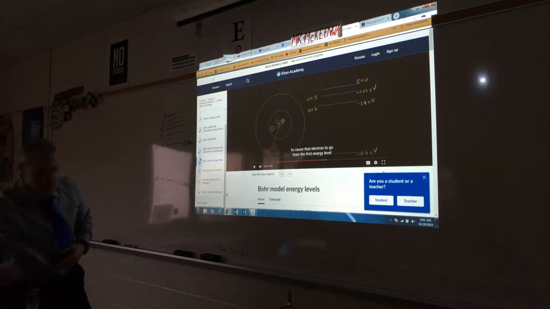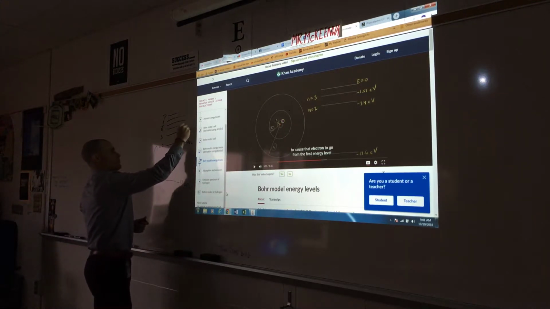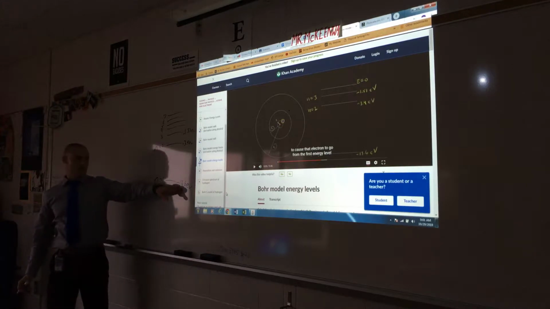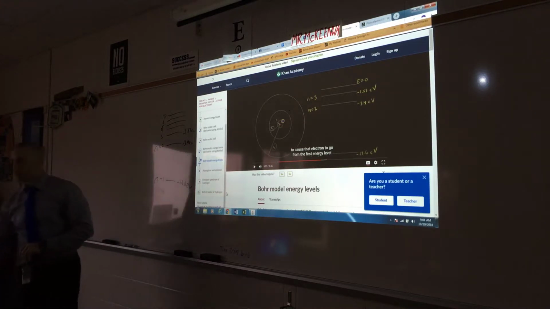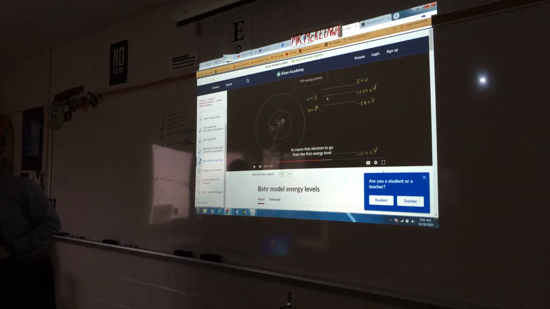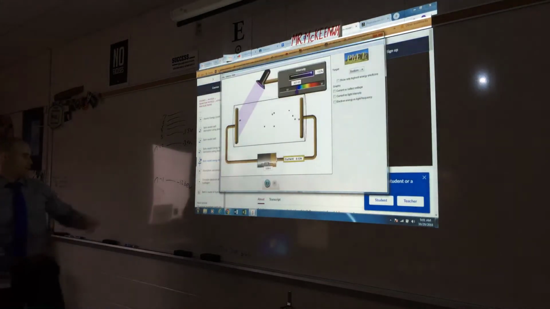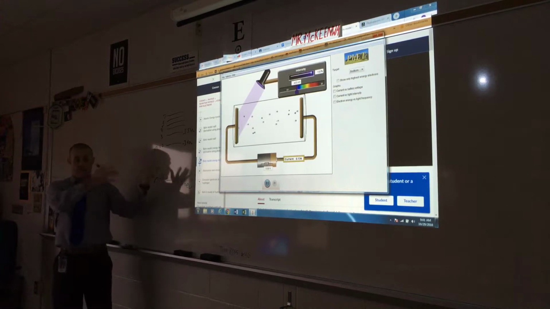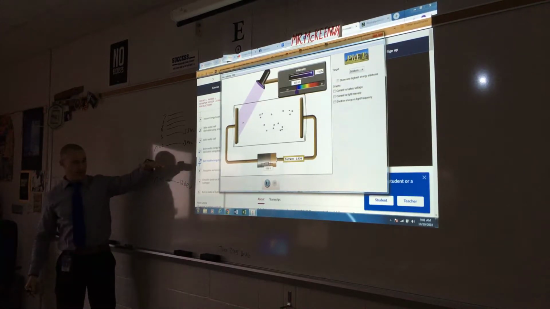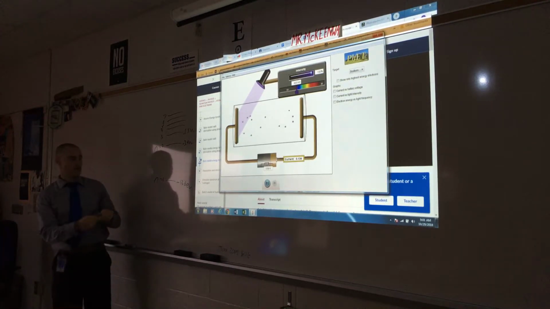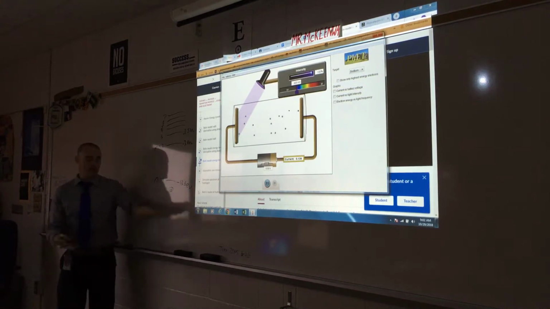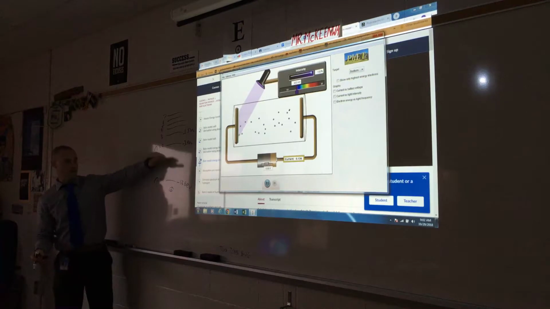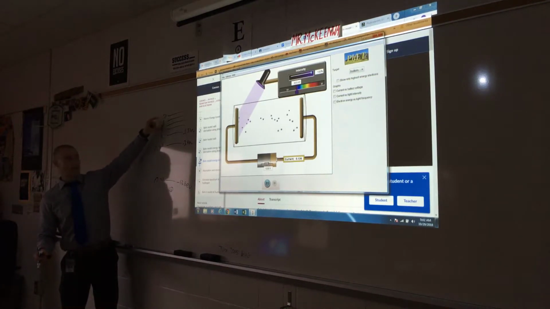So n equals 3 is negative 1.51, and they get smaller. The point is, the energy needed to eject an electron from this first level is way higher than to eject it from up here. Now the nucleus is down here. The radius from the nucleus to this first level is very small. This gap is very big. Then they get more narrow up here.